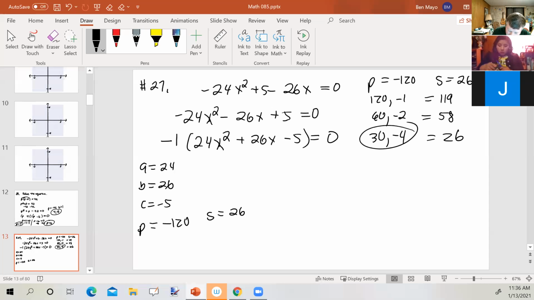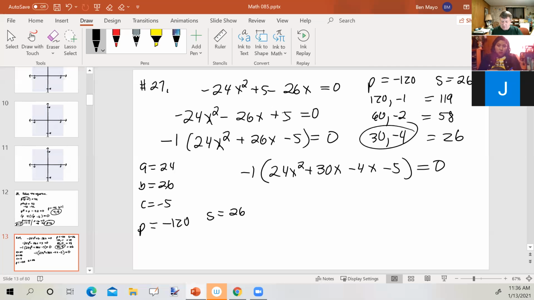So now I'm going to rewrite the equation. I've got a negative 1 outside, 24x squared plus 30x minus 4x minus 5 equals 0. I'm going to use factoring by grouping inside the parentheses. So I've got negative 1.